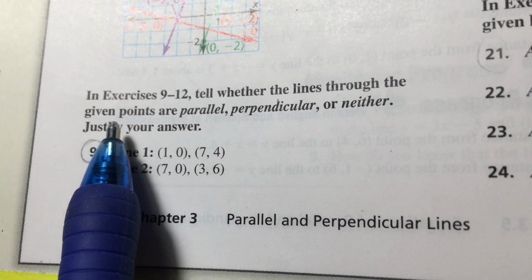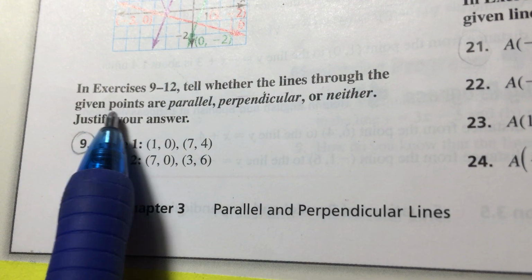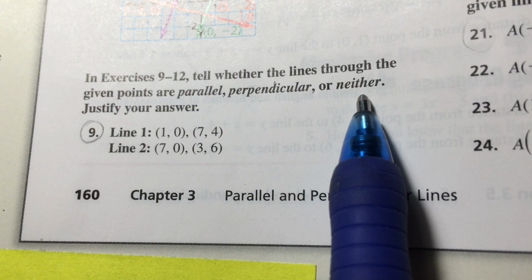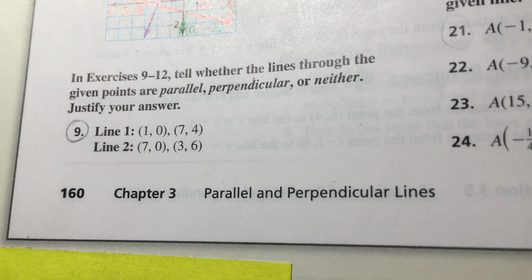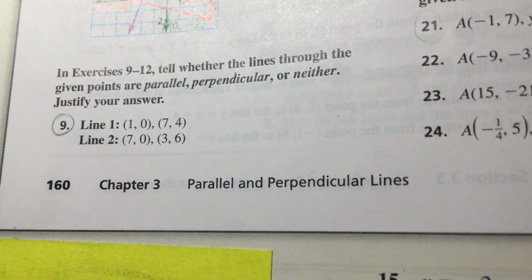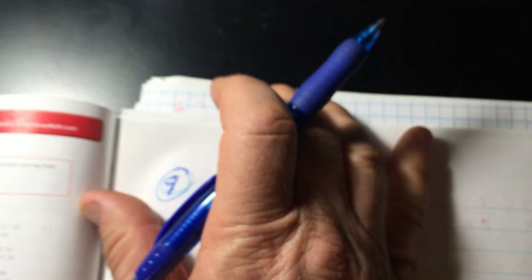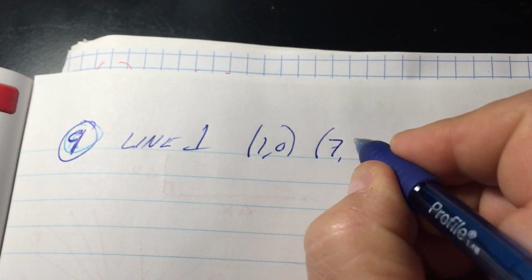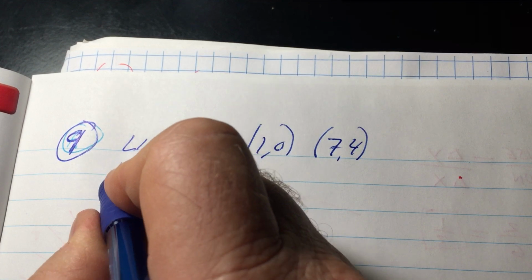Number 9. Tell whether the lines through the given points are parallel, perpendicular, or neither. Justify your answer. So we have to find a line that goes through those 2 points, specifically the slope. So for line 1, we have 1, 0, and the other coordinate is 7, 4.